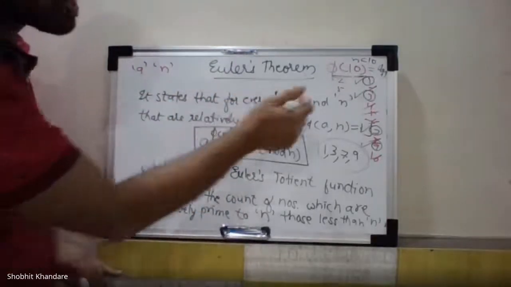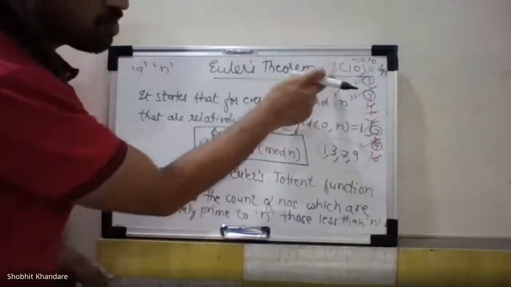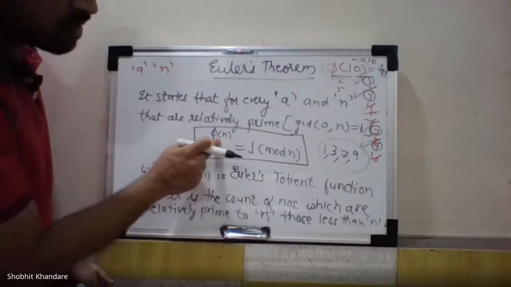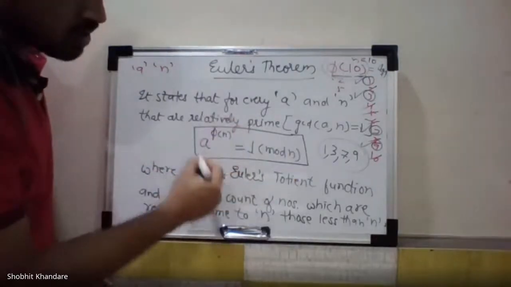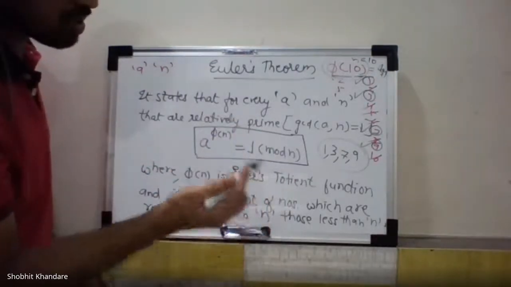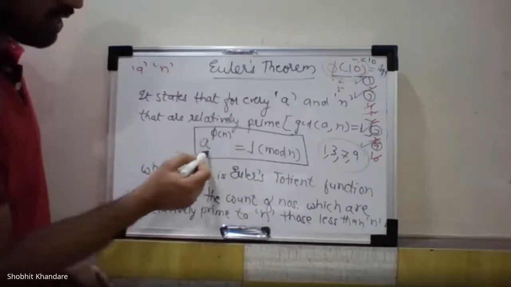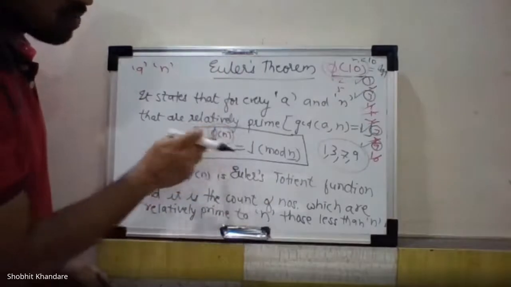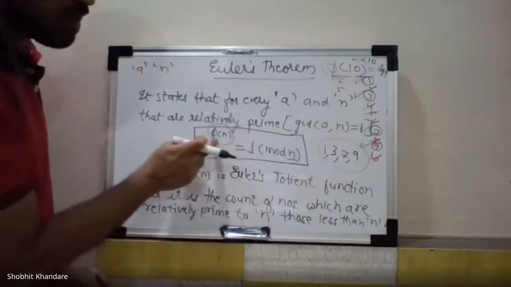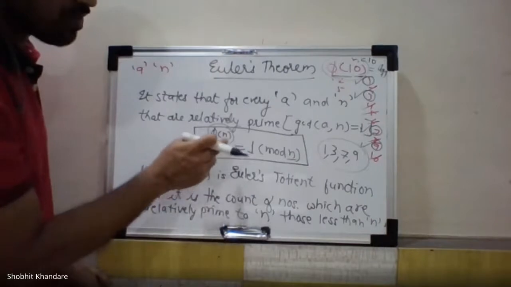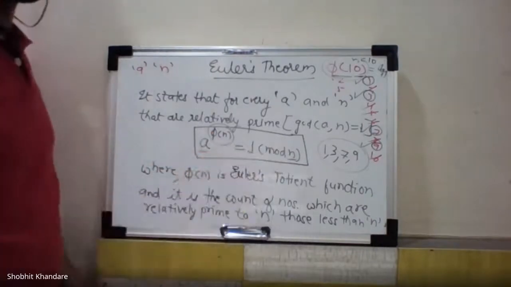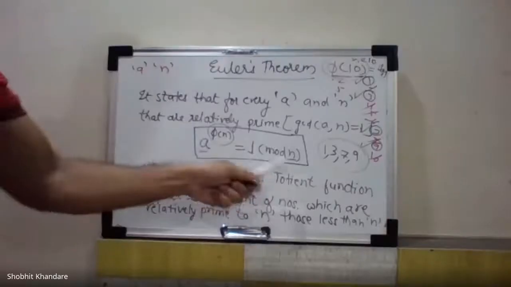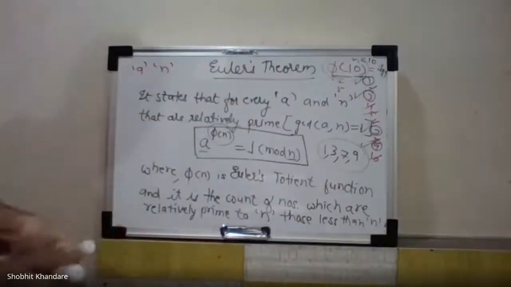Once you get the totient function, you keep it here: a to the power of phi of n. In this equation, the known numbers are a and n, and the unknown number is phi of n. So once you get phi of n, you put the value of phi of n, and you will get a to the power of that number is equal to 1 mod n. So this is Euler's theorem, and I have explained what the totient function is. Any question or doubt?